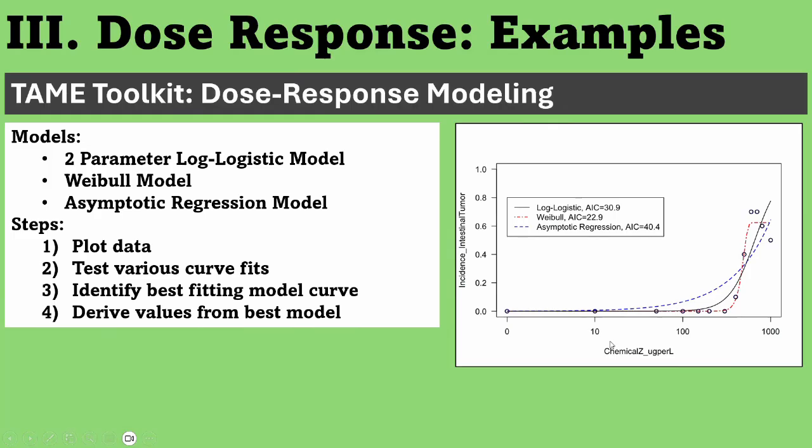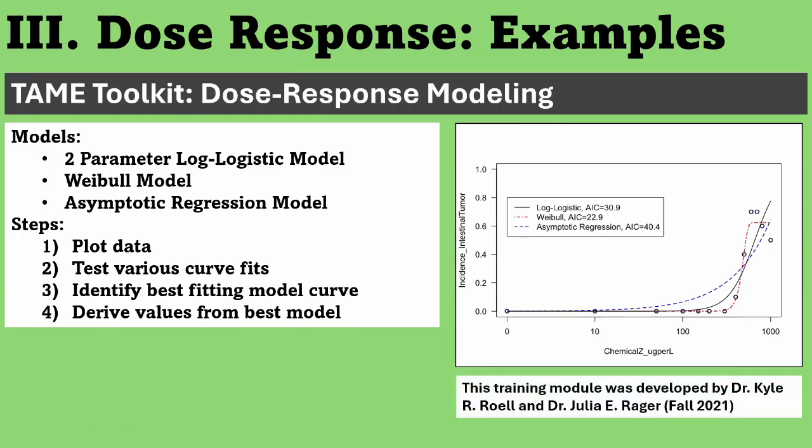And they fit these. We can see the lines fit the various models, and they actually have AIC scores. So the lower, the better fit. It looks like the Weibull, the red one, 22.9, has the best fit. And we can see here that it goes up and actually recreates somewhat of a sigmoidal model for the data fit. It fit the data better than the other 2 models. And that training was from Dr. Roell and Rager for a fall 2021 course.